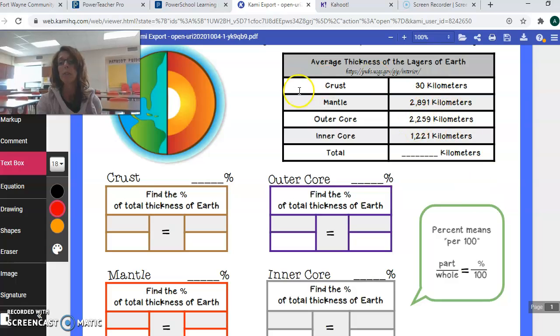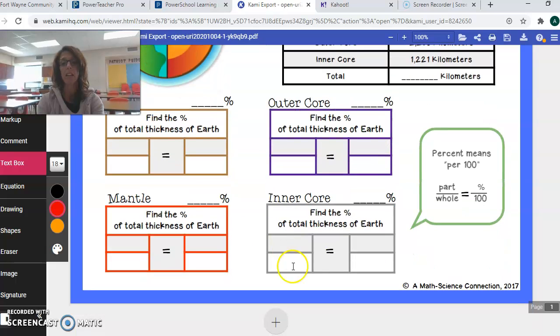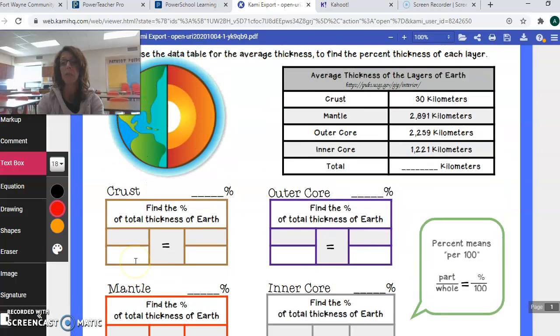Here, the crust is 30 kilometers thick. The mantle is 2,891 kilometers thick. The outer core is 2,259 kilometers thick. And the inner core is 1,221 kilometers thick. I am going to need to add those up, and that is going to be our whole. So that's going to go here, here, here, and here.